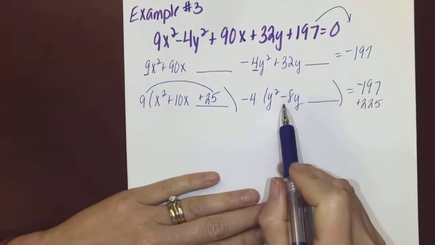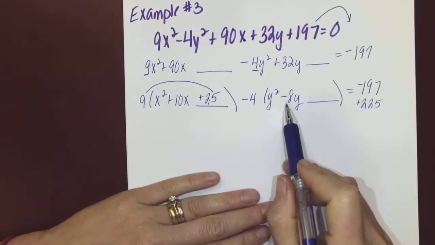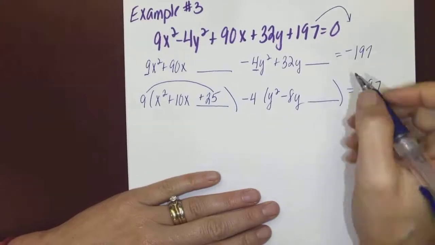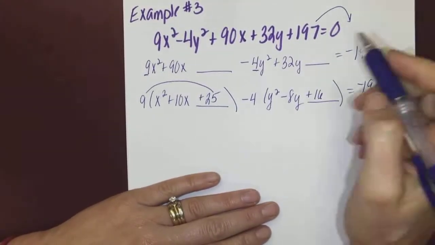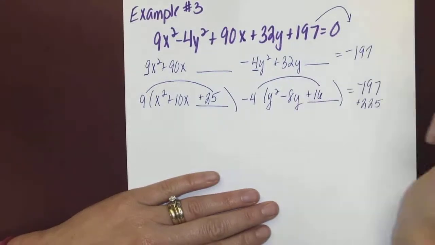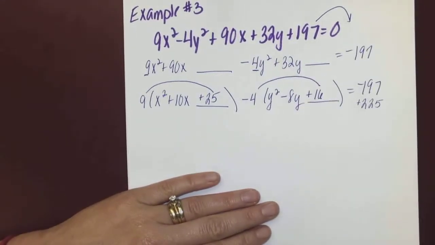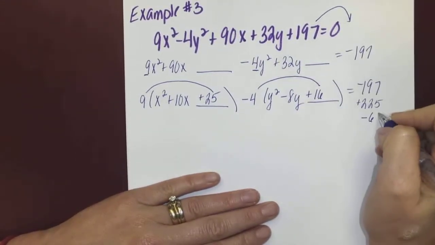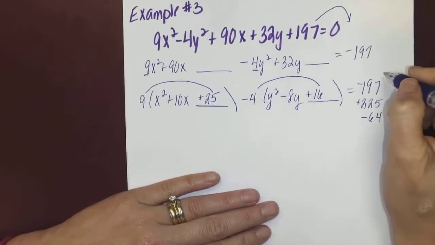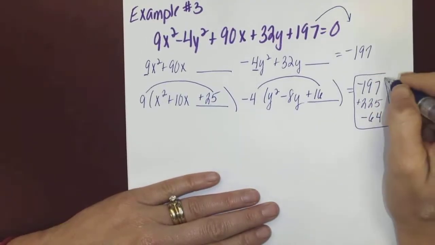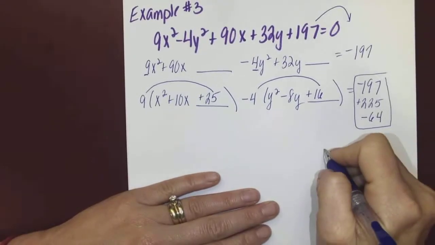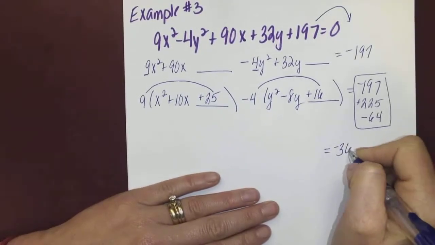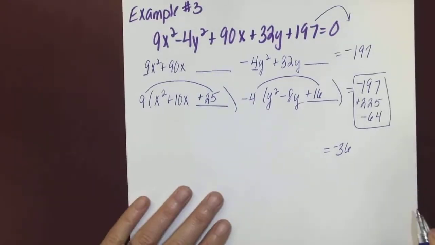Let's try the other one here. Negative 8, half of that is negative 4. Negative 4 squared is 16. Now keep in mind, I did not really add 16. I added negative 4 times 16, which is a negative 64. If I put all three of these together, I actually get a negative number, and that negative number is negative 36.